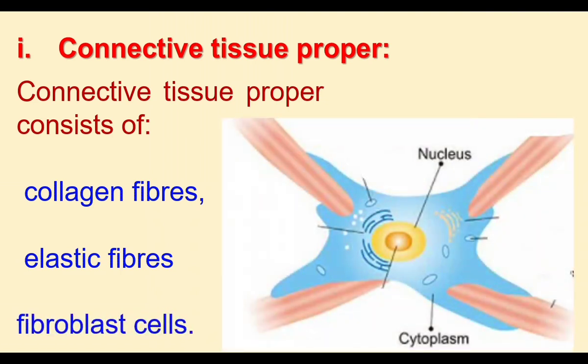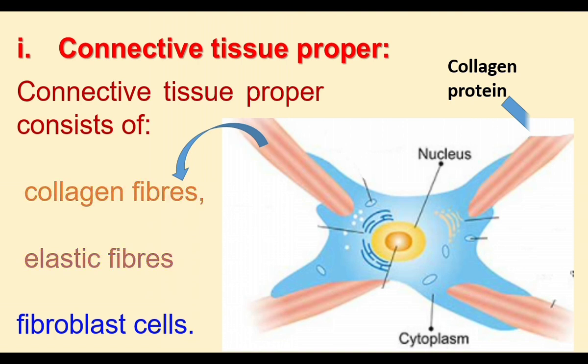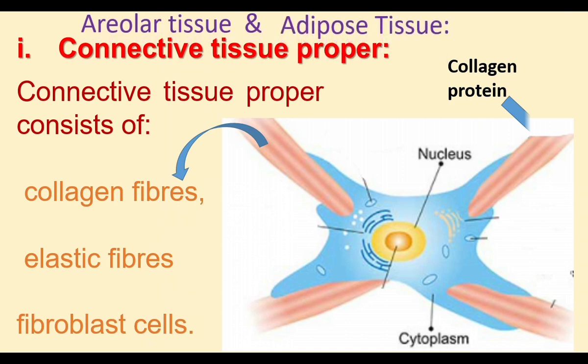Fibroblast cells have cytoplasm and nucleus. These fibroblast cells secrete a protein, that is collagen protein. This collagen protein forms collagen fibers. Connective tissue proper is formed of collagen fibers, elastic fibers, and fibroblast cells. The two types of connective tissue proper are areolar tissue and adipose tissue.